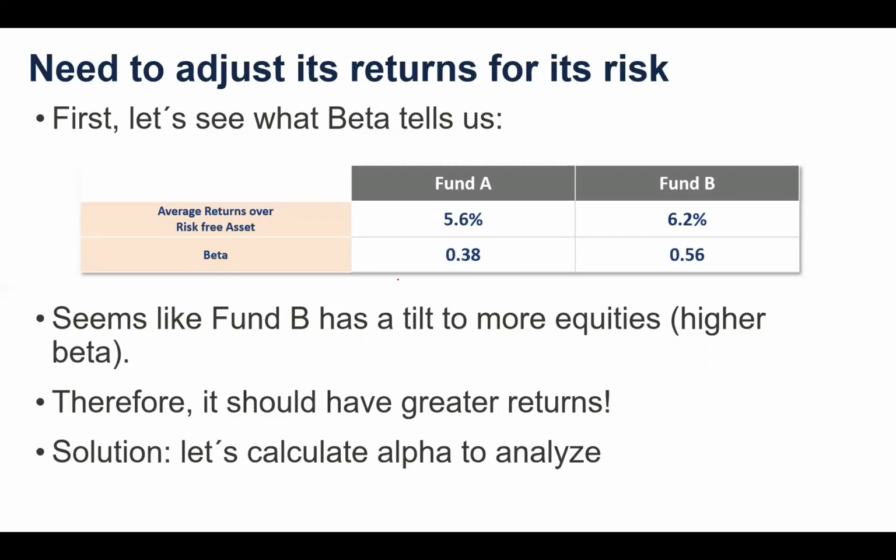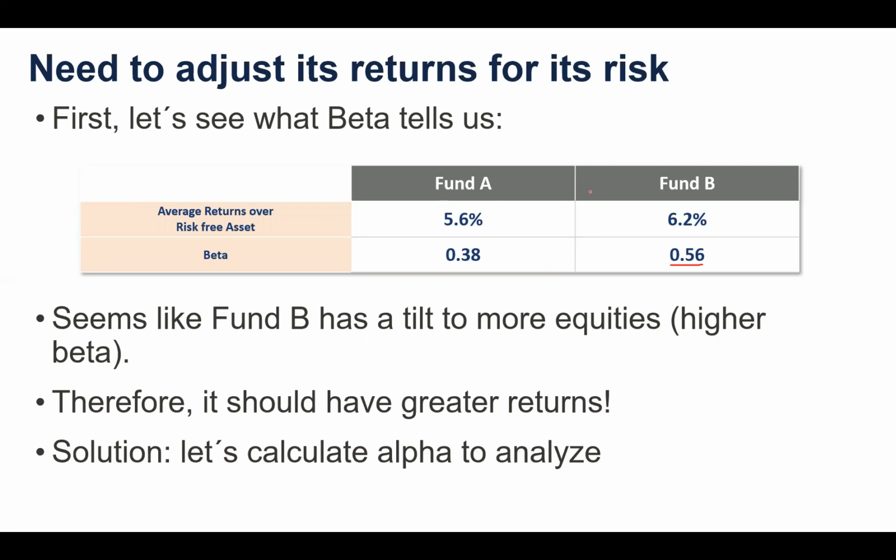If you remember from the CAPM, we can first see what beta tells us. Comparing to the market, Fund B actually has a higher beta, so it is expected to have greater returns because it has greater sensitivity to the market. It has a tilt to more equities, therefore it should have greater returns. So how are we going to figure out which one had the best performance here?